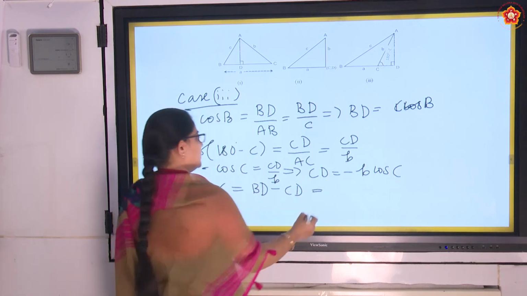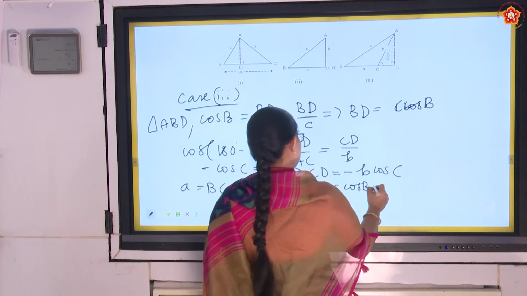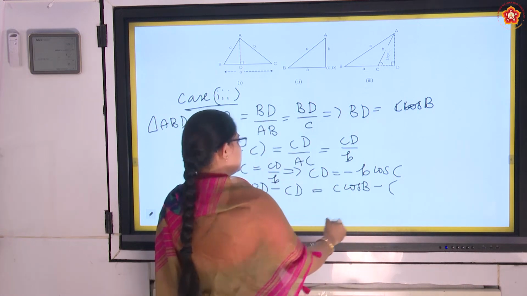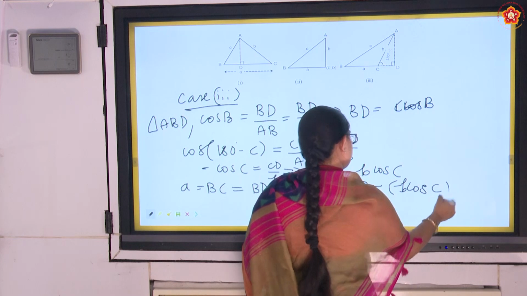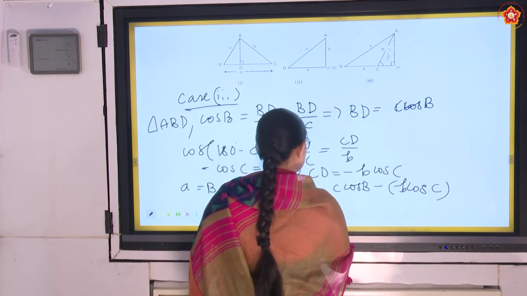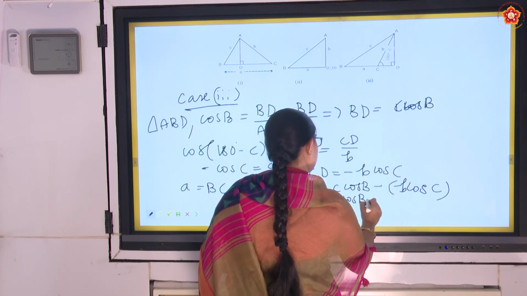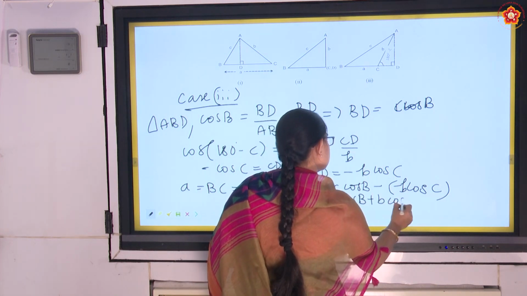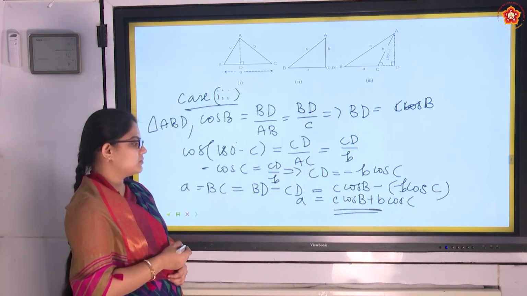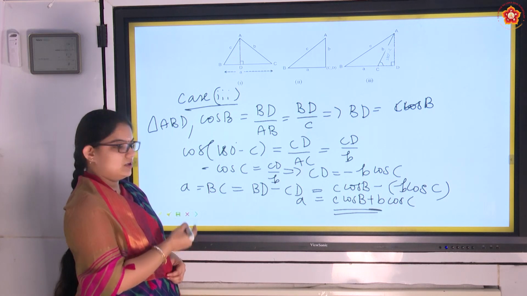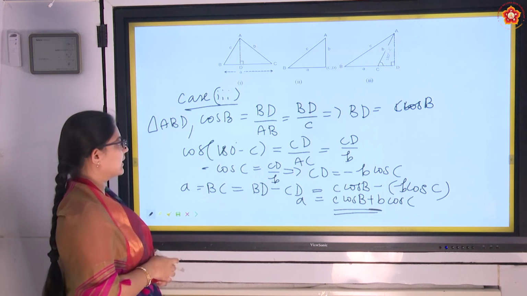So, A is BC, which is equal to BD minus CD. BD is C cos B, minus CD, and CD is minus B cos C. So, minus of minus here is plus. So, we have A is equal to C cos B plus B cos C. So, we got A is equal to C cos B plus B cos C in all the 3 cases. Therefore, it holds for all triangles.